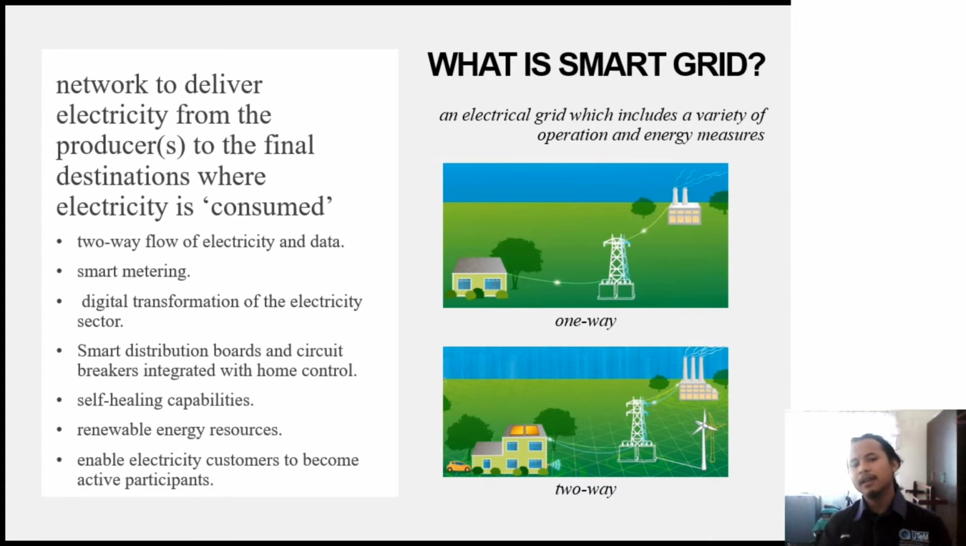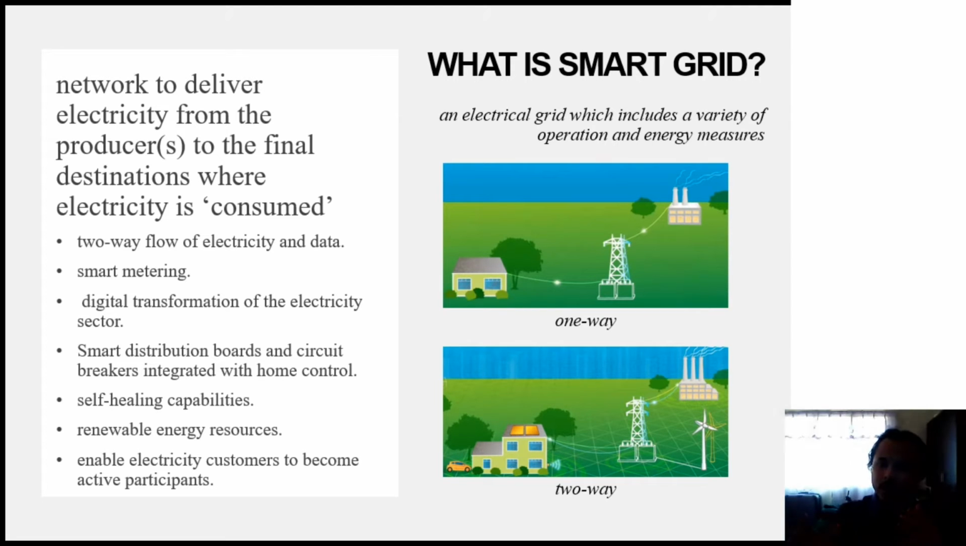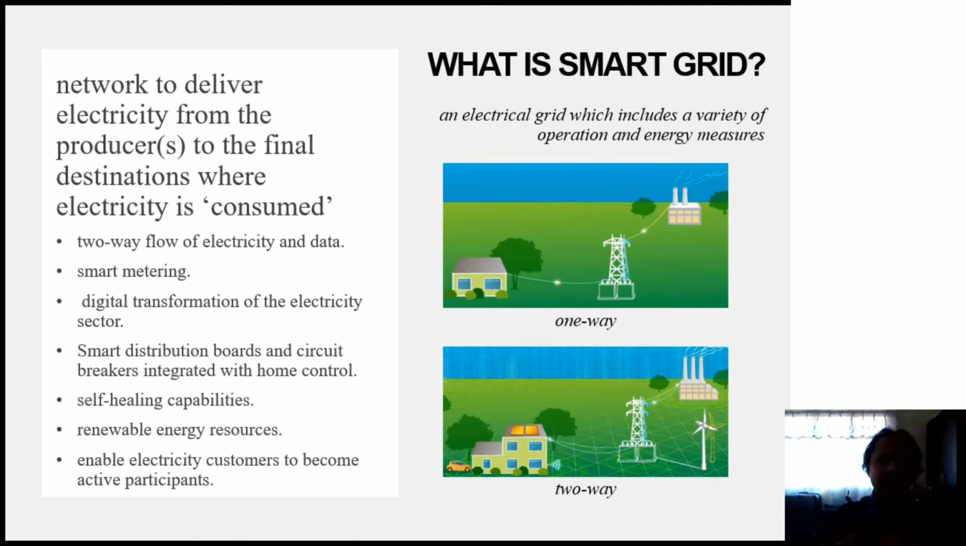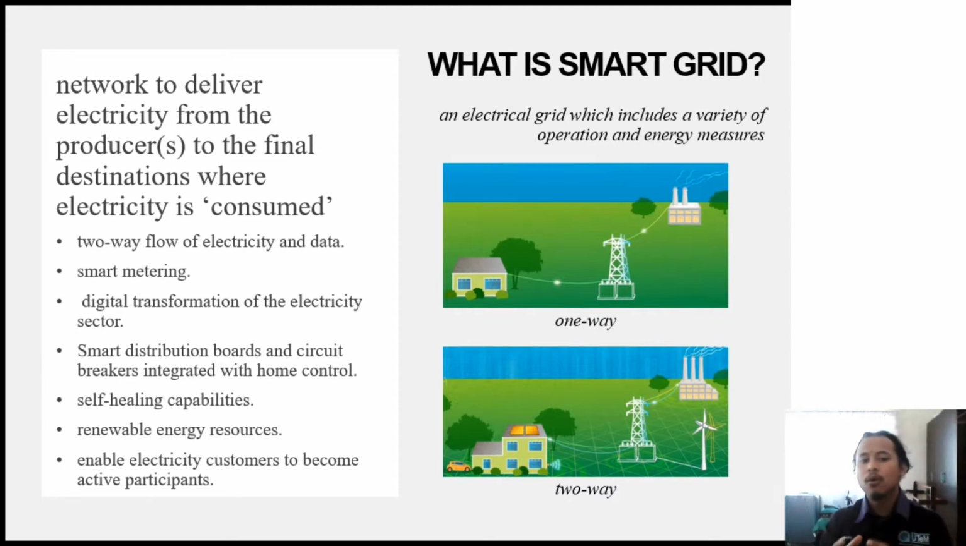Smart grid can be defined as an electrical grid which includes a variety of operations and energy measures. In a traditional way, there is only a one-way electricity flow, and a smart grid is a two-way electricity flow. So it is a network delivering electricity from the producer to the final destination where electricity is consumed, the consumer. It is a two-way flow of electricity and data.